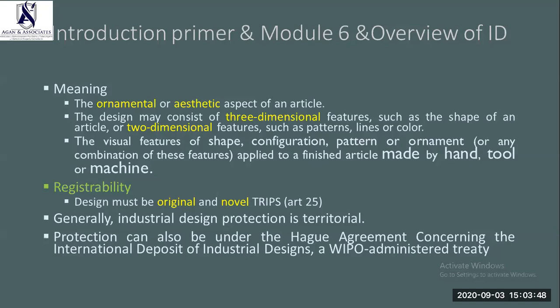It is composed of patterns, lines, and the combination of the same. So the visual features of shape, configuration, pattern, or ornament applied to a finished article, either made by hand, tool, or machine, is what brings out the industrial design of a particular product.